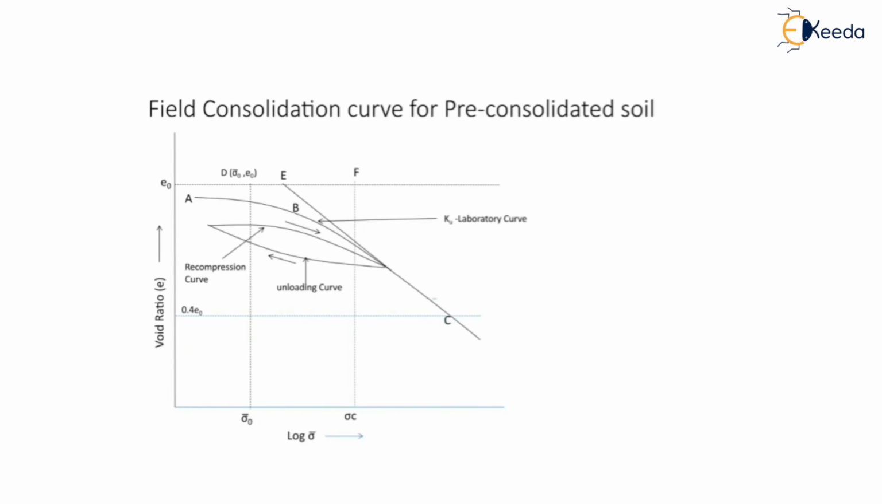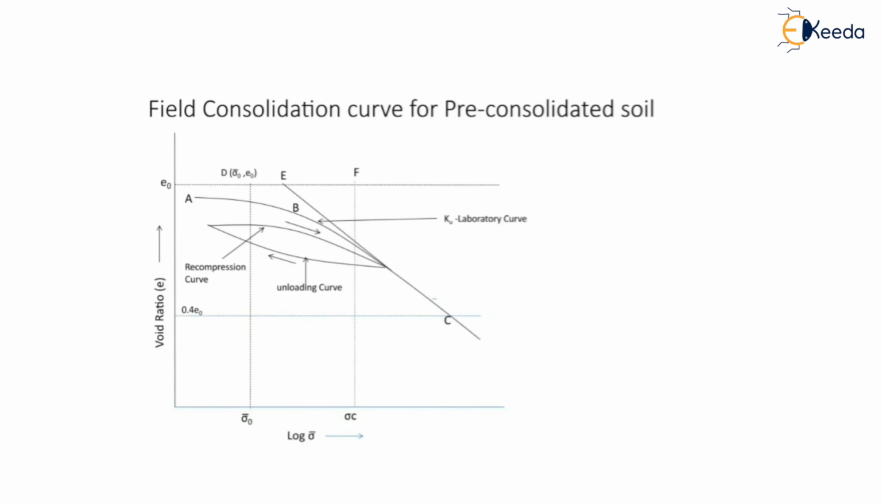Here point E is lying at the right side of the point D. In previous case, point E was at the left side of the D. In case of pre-consolidated soil, point E always lies at right hand side of the point D.